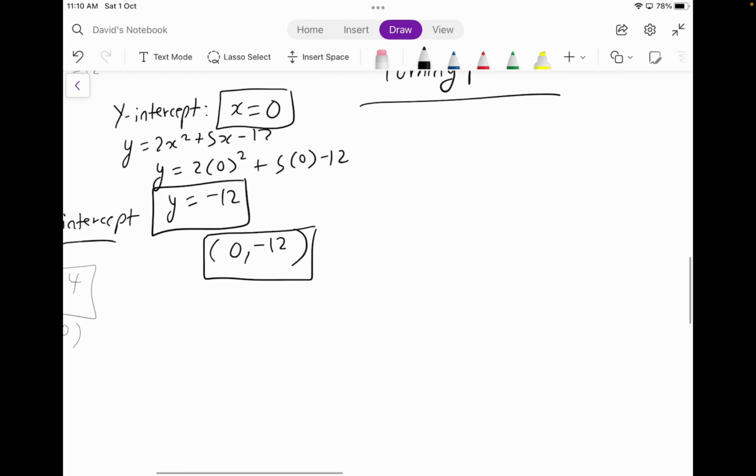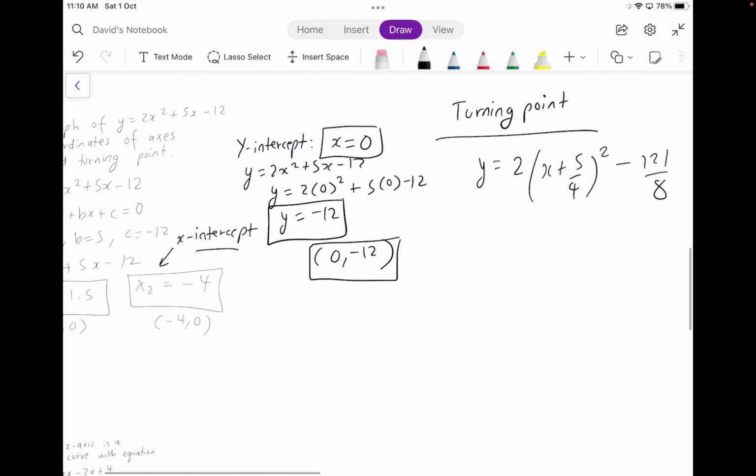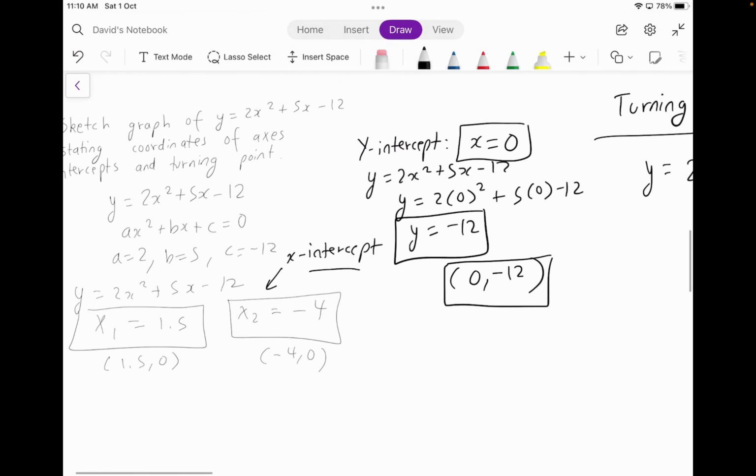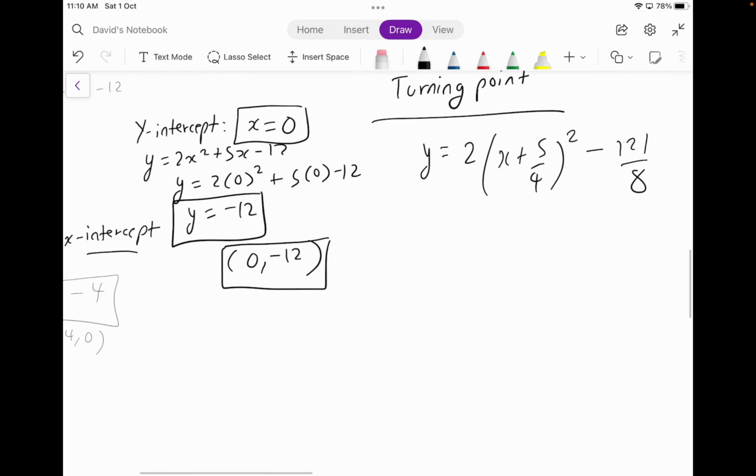Once you complete the square, you're going to get y = 2(x + 5/4)² − 121/8. So this is just the completed-the-square method. Do understand how to complete the square for this equation, all right? We're just completing the square for that equation. I'm not going to show all the processes, but I'm just going to mention that you have to complete the square.